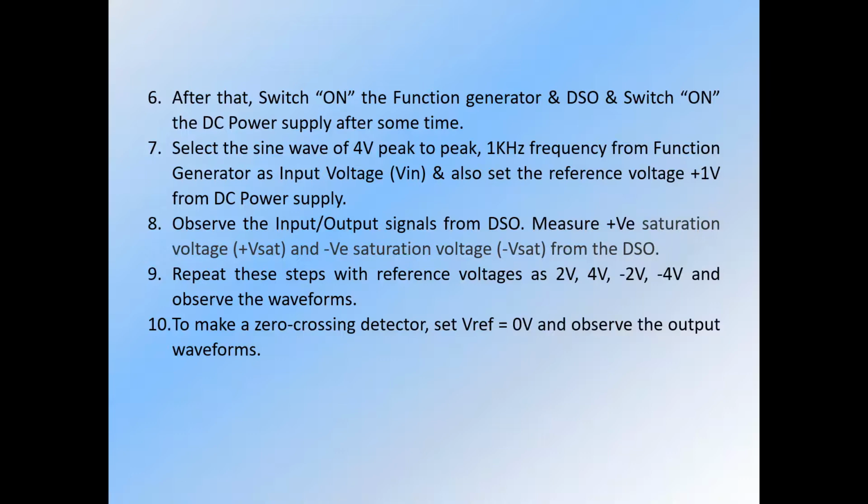Measure positive saturation voltage and negative saturation voltage from the DSO. Repeat these steps with reference voltage as 2 volt, 4 volt, minus 2 volt, minus 4 volt and observe the waveforms. To make a zero crossing detector, set the reference voltage equal to 0 volt and observe the output waveforms.